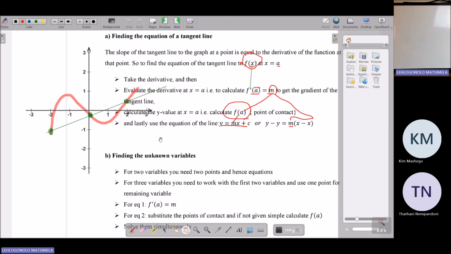Or they can say the gradient of a tangent to a graph of a cubic is this one. So automatically, you know what we're supposed to do. The first derivative, you equate it to the gradient, and then you solve for x immediately.